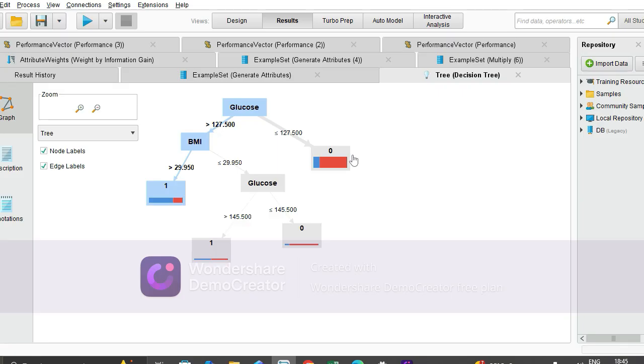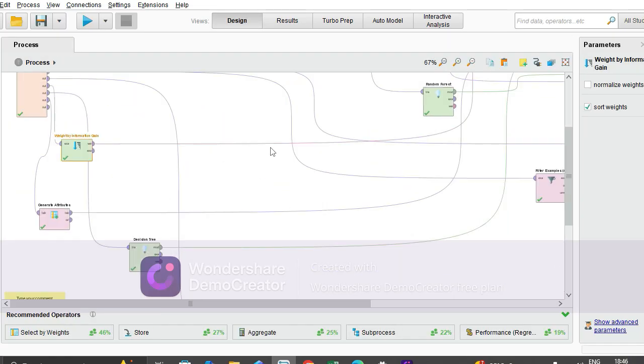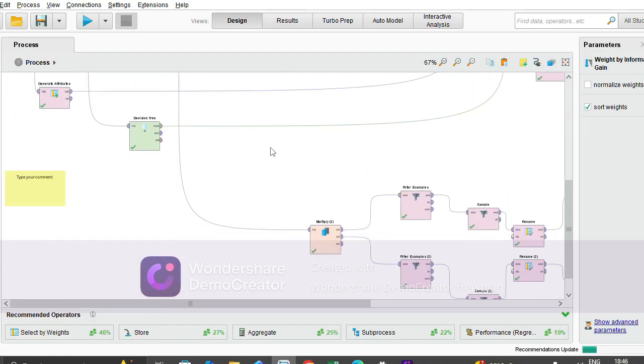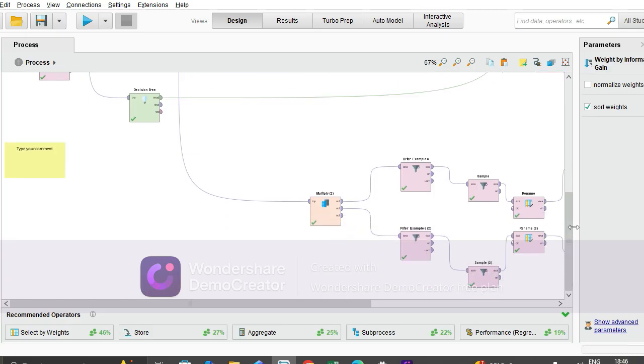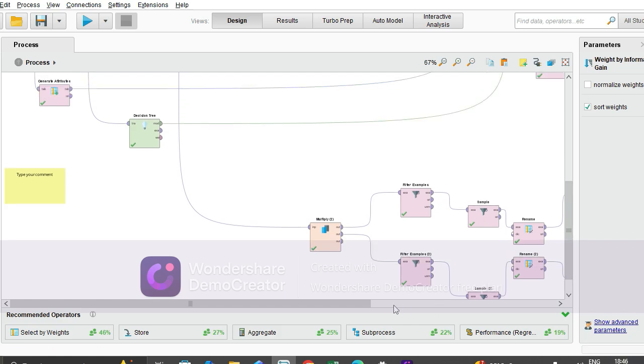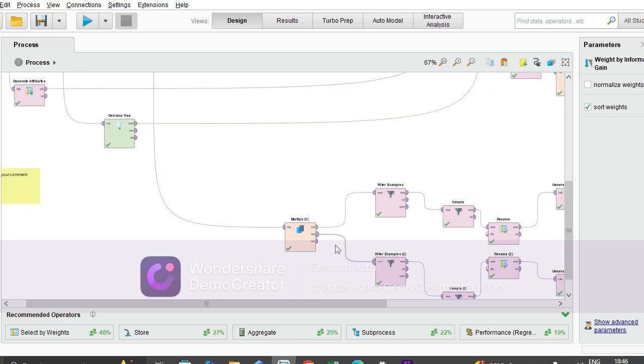So we get an idea of what factors contribute if a person has diabetes. This is the decision tree that I have created through this. And then there is a key feature of my project: it not only makes predictions, apart from prediction it also gives recommendations to the patient.